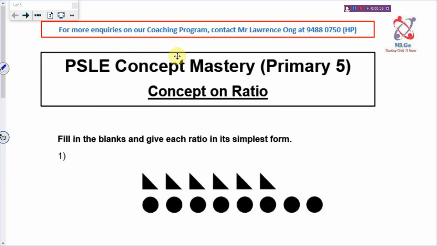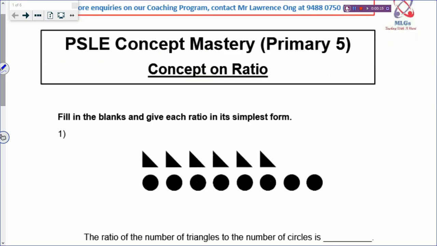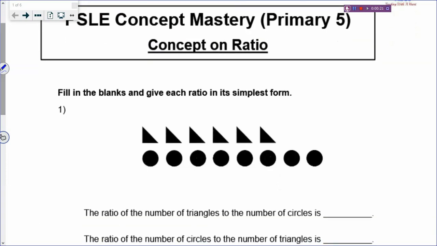We are now going to look at ratio, which is a very simple topic, not a very hard topic to learn. So it will take a short while to go through the entire lesson. Ratio is a very easy topic, so you should try to do well for this topic. So fill in the blanks. All right, let's look at the first part. Fill in the blanks and give the ratio in the simplest form.